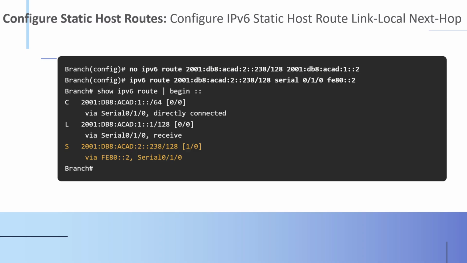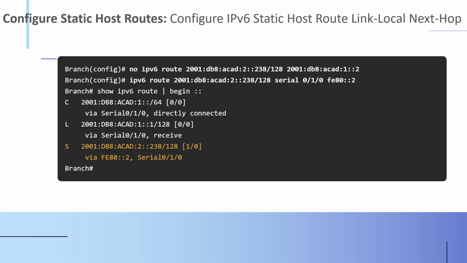To do so, we go to ipv6 route, then followed with the IP of the server slash the prefix of 128, followed by the exit interface, which is Serial 0/1/0 for the branch, and then the link-local address of the internet service provider, which is FE80::2. And then by using show ipv6 route, we are able to see now the new static route that is added to the router.